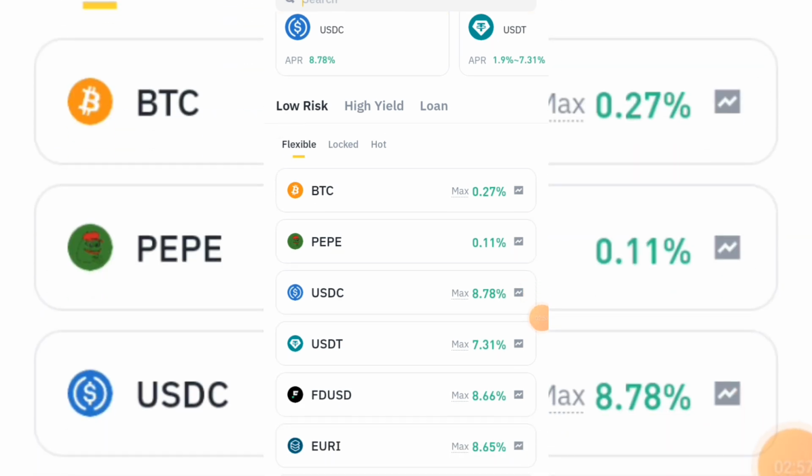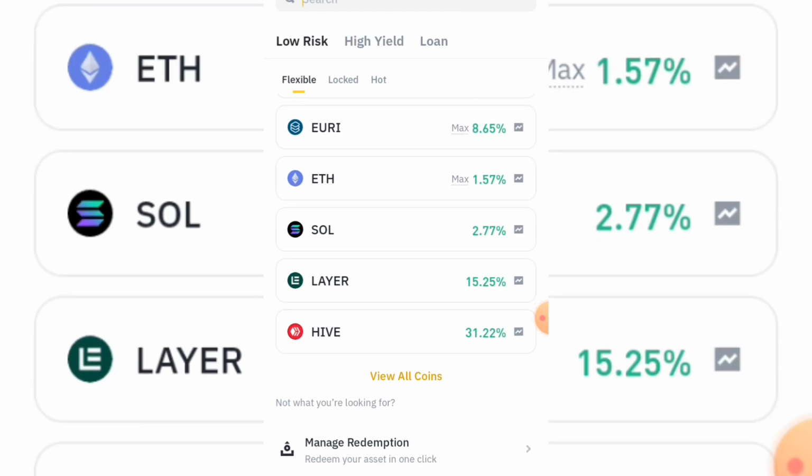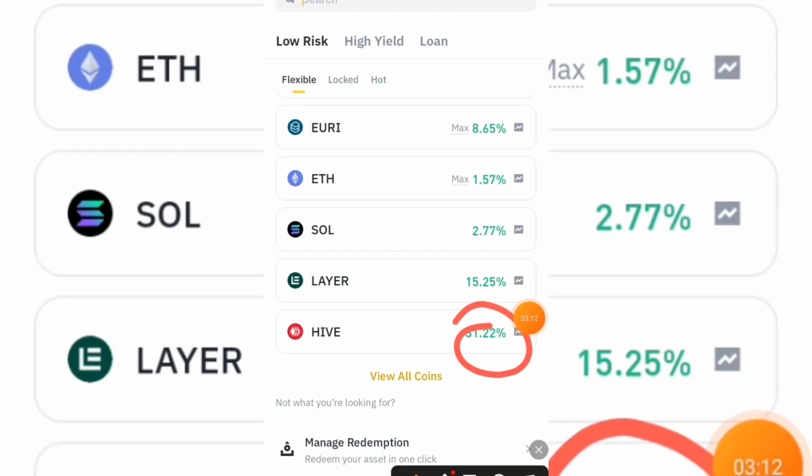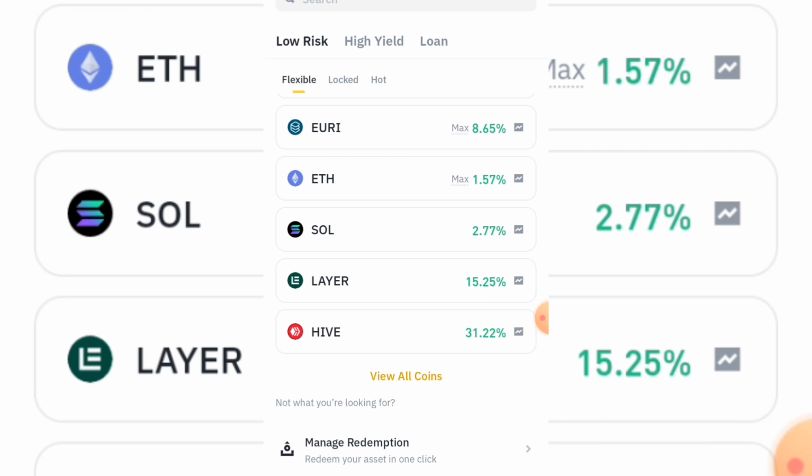USDT, USDC, and FDUSD are mostly stable coins. Please, there are coins that have a higher percentage of returns, but mind you, these coins are highly risky because they are not stable coins. They deviate or decrease anytime they want. So it is very risky to put your money on unstable coins.